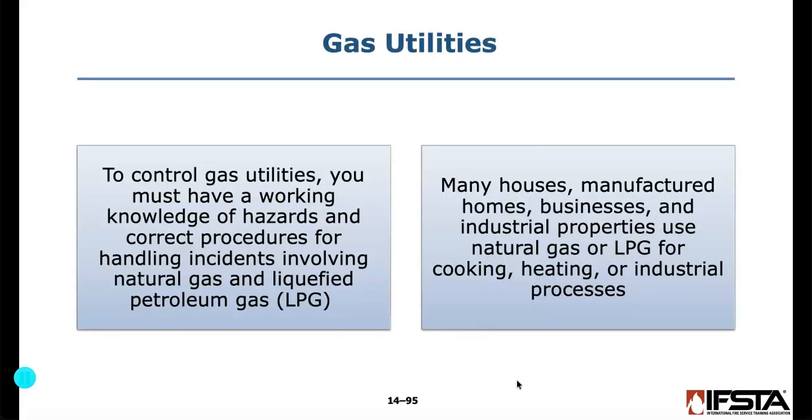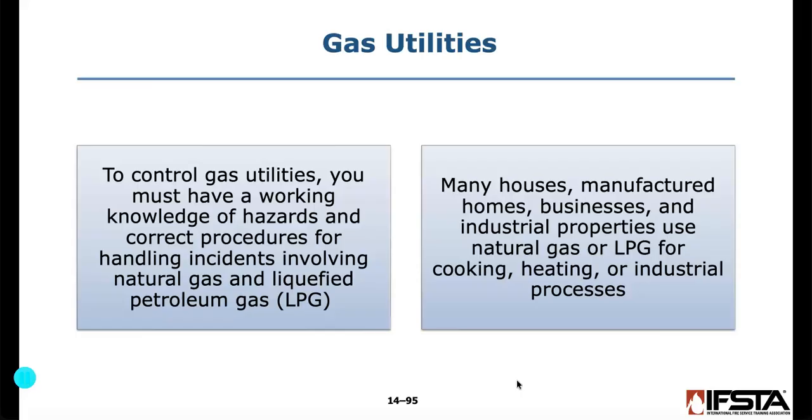All right. Gas. To control gas utilities, you must have a working knowledge of the hazards and correct procedures for handling incidents involving natural gas and LPG. When we start talking about some of these gas issues, there could be problems, because you could have them in stored pressurized containers, and if those containers or tanks fail, then you end up with a bigger issue. You have some of these stored gases in vehicles as well, right? So we have some natural gas vehicles.